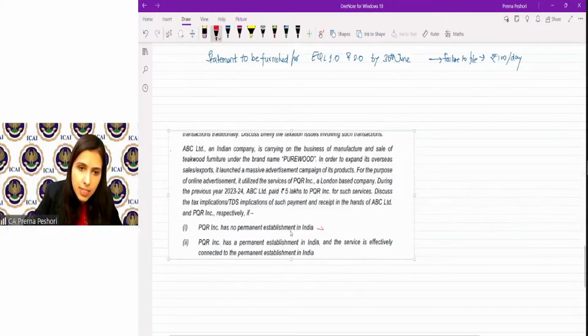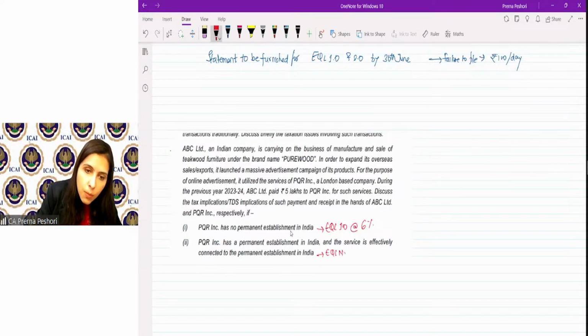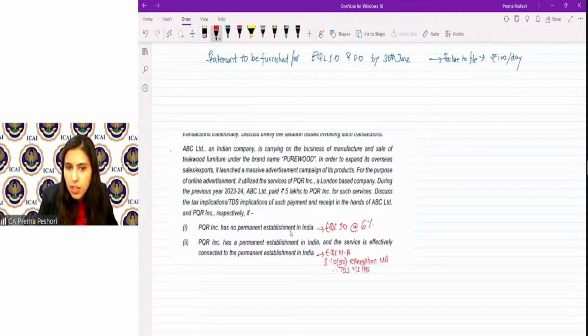So here in this case, EQL 1.0 at the rate of 6% will be applicable, and since the payment is more than 1 lakh, equalization levy is applicable. If it has a PE in India, then of course, equalization levy is not applicable. Section 10(50), exemption of income tax, is also not applicable. Therefore, the TDS under section 195 will apply. So TDS under section 195 will be applicable.